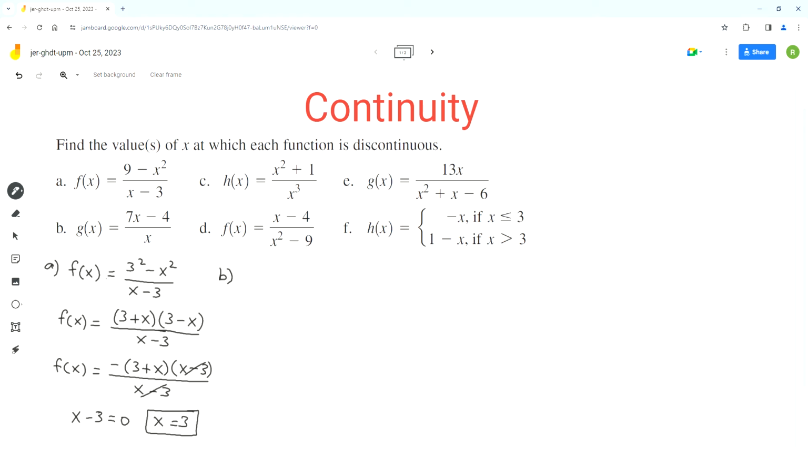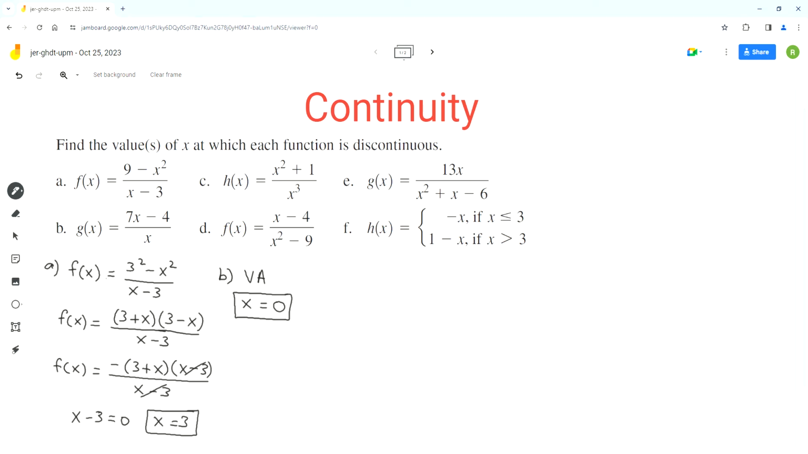Part B is another rational function. This function cannot be factored and there is an x in the denominator. In this case, there is a vertical asymptote. To find the vertical asymptote, set the denominator equal to 0. So we get x equals 0. There is a vertical asymptote at x equals 0, so this is where this function is discontinuous.